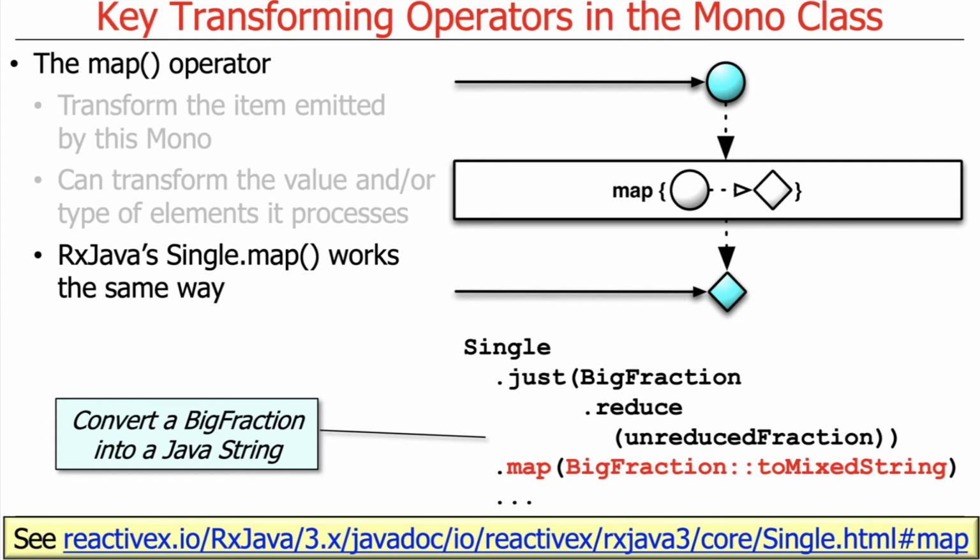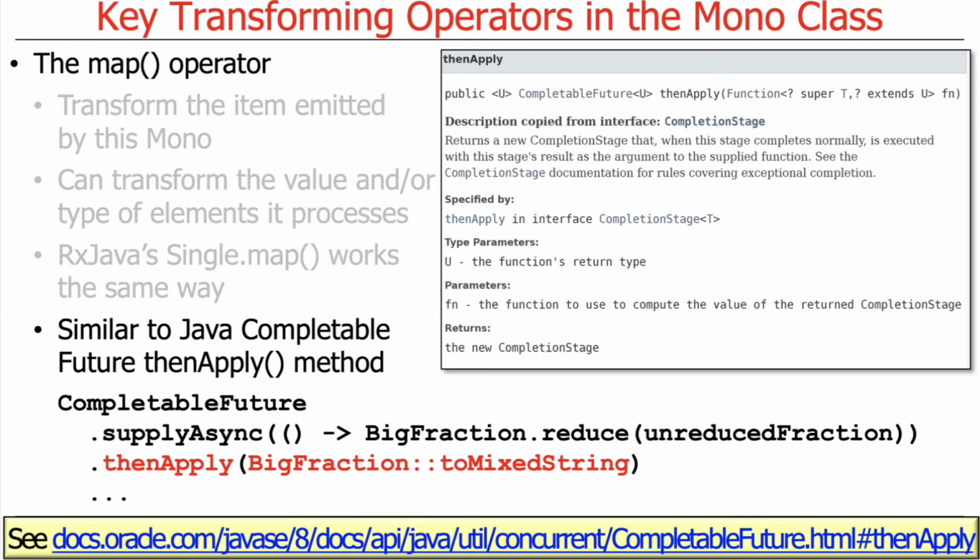RxJava has something called map that's part of its Single class that works exactly the same way. You will see that many of the operators in RxJava work equivalently to the way they do in Project Reactor, but not everything works the same. So that's a little confusing. This is similar to Java completable futures' thenApply method.